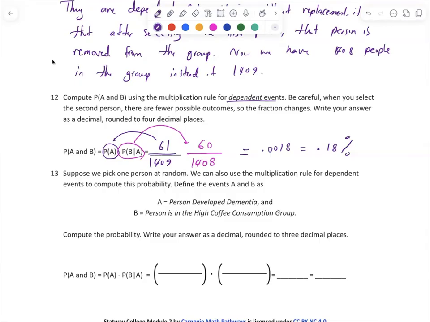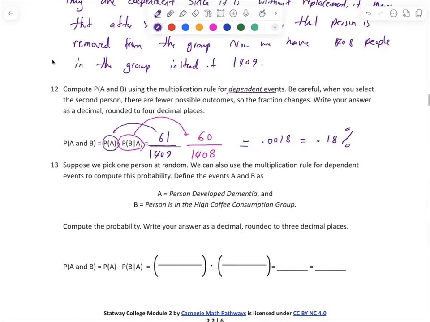Very well. Let's move on to another question. Suppose we pick one person at random. We can also use the multiplication rule for dependent events to compute the probability. Okay, the first person developed dementia. Then the second event is that the same person is in the high coffee consumption group. Take a look at this. The probability of A multiplied by the probability of B given A.